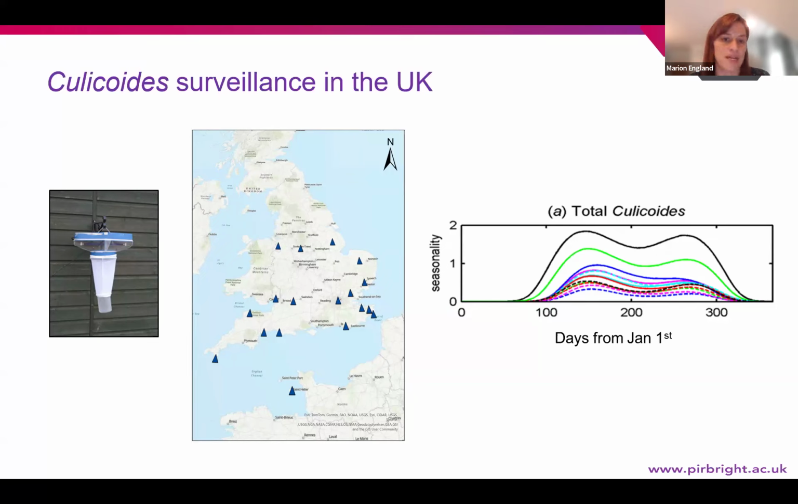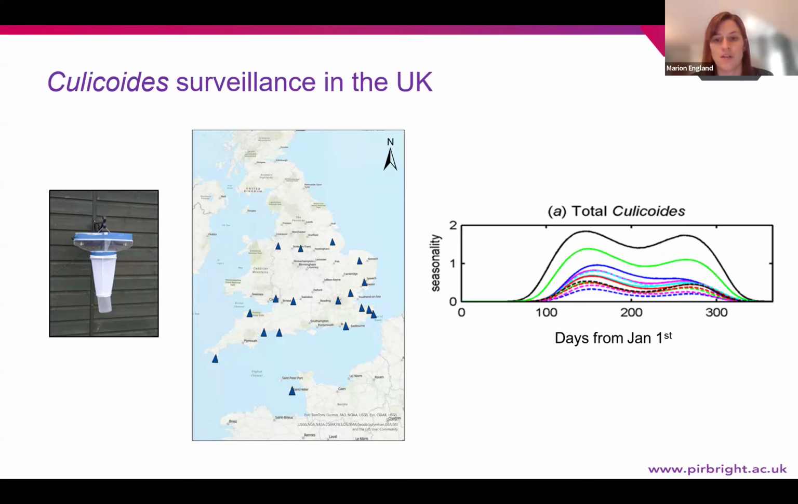So these run by mains, so we can just leave them plugged in all year round. And they're run by volunteer farmers or zookeepers across the UK for us. So we've been doing this surveillance since 2006. And from all the data that we've gathered across that time, we know that there's 2 peaks in adult activity for Culicoides throughout the year.